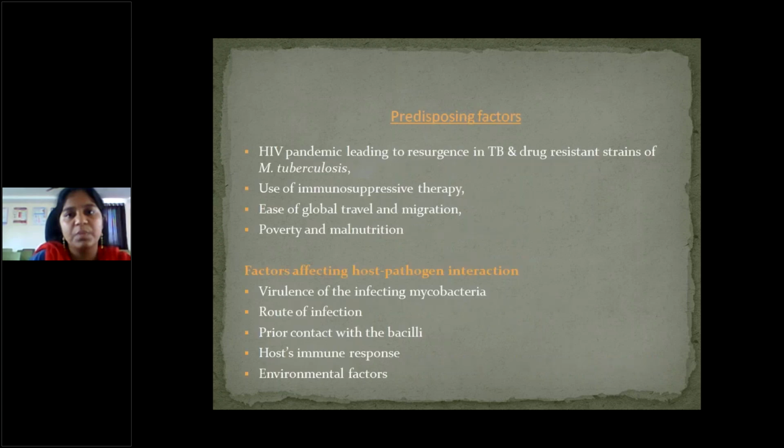What are the predisposing factors which lead to increased infection of TB? That is, as I told, HIV. The HIV pandemic leading to the resurgence in TB and drug-resistant strains of TB is a very big example of how they are coexisting. And use of immunosuppressive therapy if the patient is being treated for any other conditions. This second point is very important in skin, because generally all the major diseases like immunobullous disorders or drug reactions are treated with high doses of systemic steroids. All of those cause this immunosuppression.